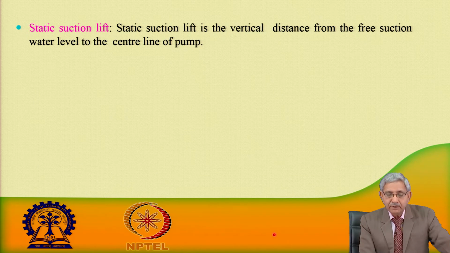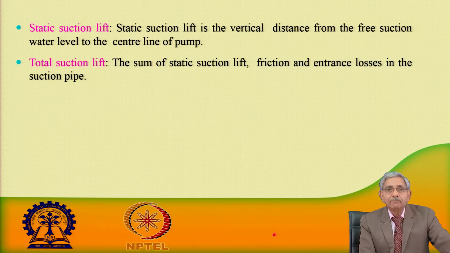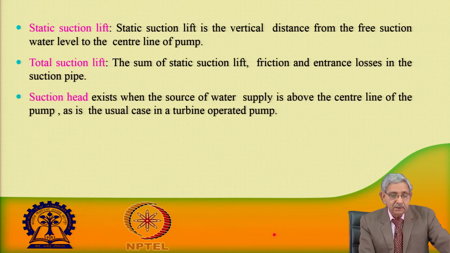Static suction lift is the vertical distance from the free suction water level to the center line of the pump. Total suction lift, I have already explained in the previous slide, is the sum of the static suction lift plus friction plus entrance losses in the suction pipe.